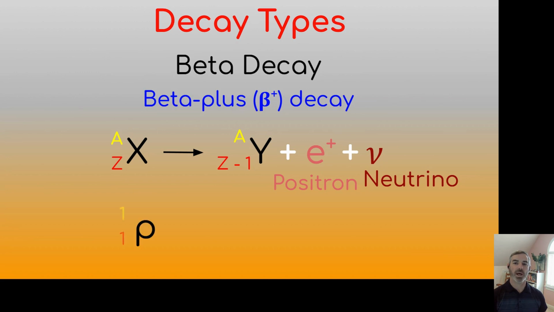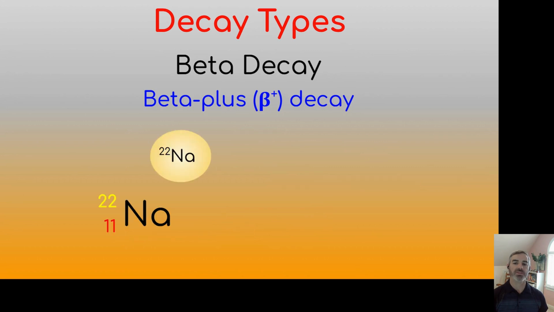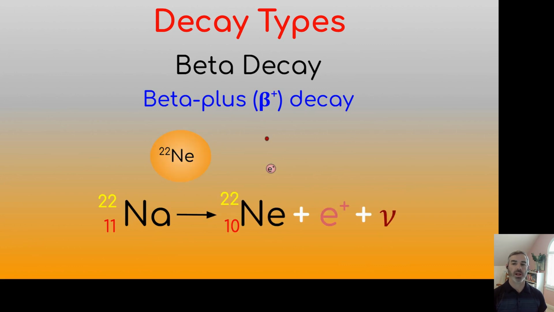So looking at a proton breaking down into a neutron, we have a proton becoming a neutron and a positron. So we can see the mass number, 1 nucleon on each side, and we had a positive charge on the left side, so we should have a positive, which is the positron, on the right. So looking at this from sodium-22, it breaks down into neon-22, a positron, and a neutrino. So you can see the mass number is conserved, as well as the charge being conserved on both sides.